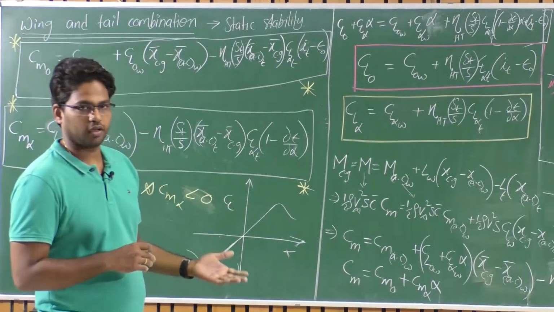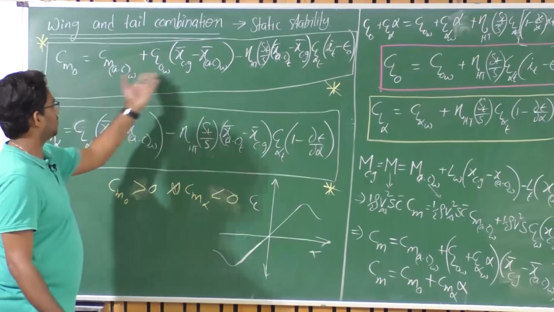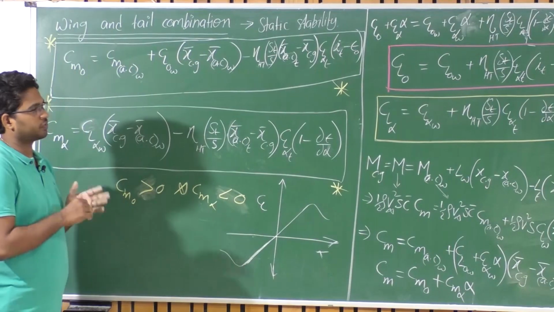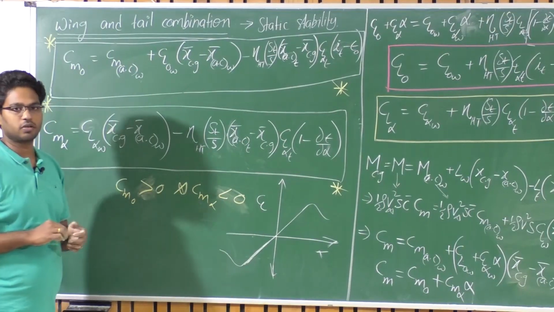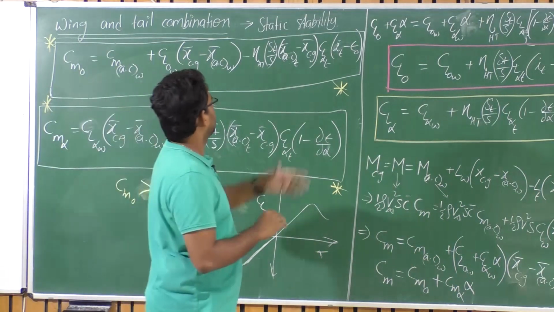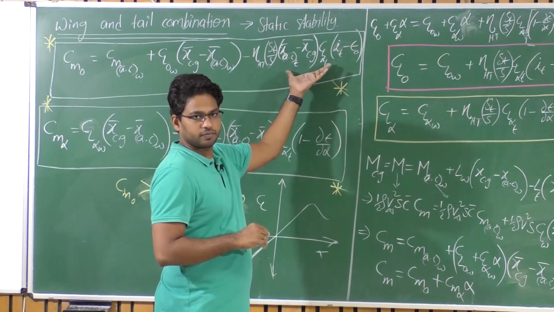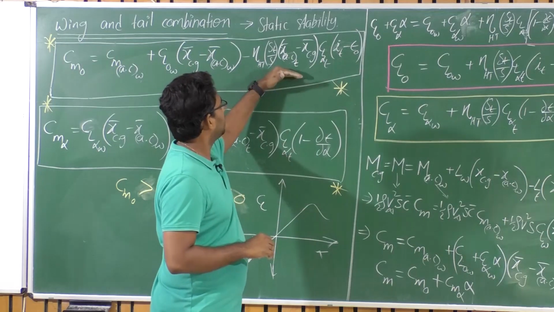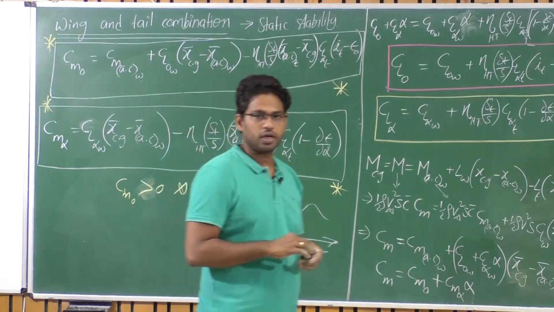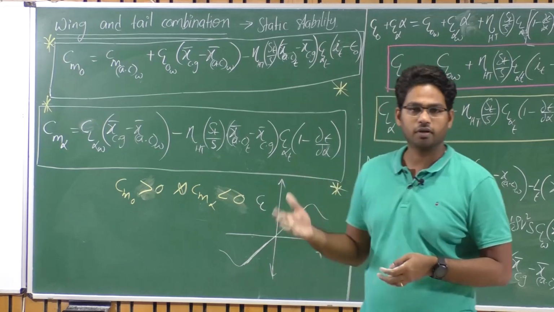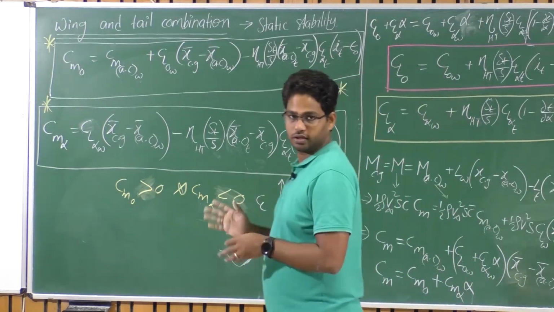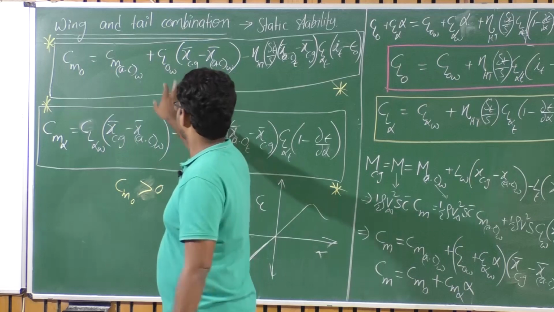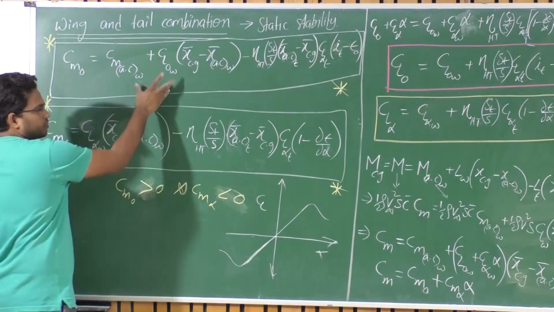For a cambered aerofoil. If you take a symmetric aerofoil, Cm naught is zero altogether. If your wing is symmetric, Cm naught is zero. In that case, what you need to do? You need to give i_t for the tail. Always. Am I correct or not? If you give i_t, you get positive Cm naught. i_t negative for a symmetric aerofoil. Am I clear? Because for a symmetric aerofoil, both these terms are zero.